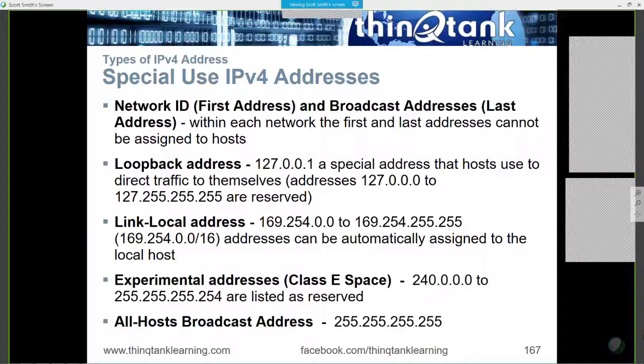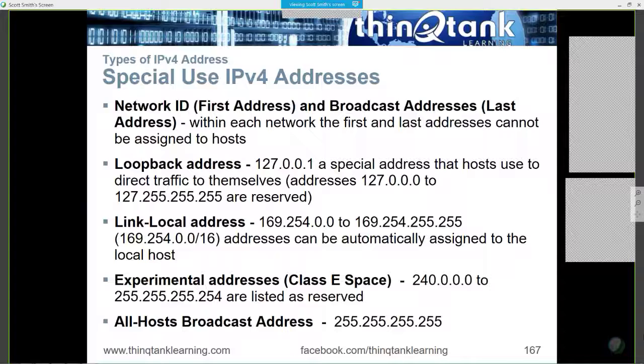Where does the first address in a subnet show up? It's called the network ID. Where do we see that? Routing tables. Network IDs allow us to identify the network that a device belongs to. The most prominent place you'll see that is in a routing table.